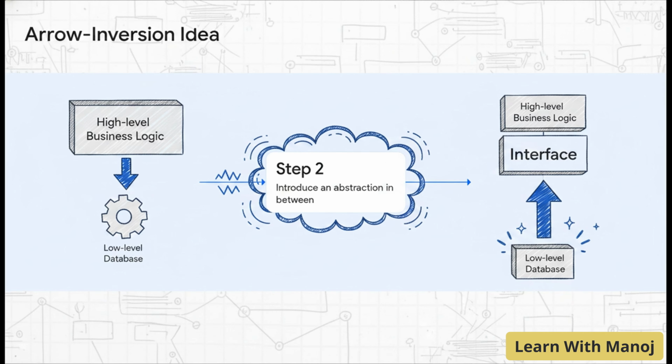Okay, so step 1, your high-level business logic depends directly on a low-level detail, like a database. The dependency arrow points down. In step 2, we wedge an abstraction, an interface, right in between them. And then step 3, well, this is where the magic happens. The low-level database module is now forced to implement that abstraction. So the arrow from the low-level module literally flips up to point at the interface. Boom! You have inverted the dependency.